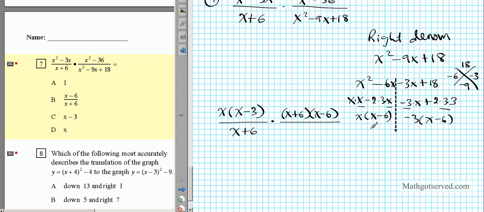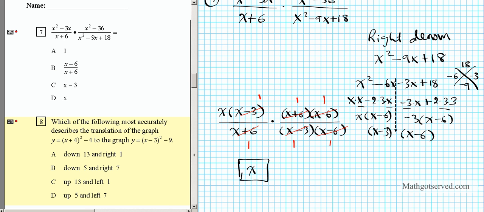So this factors into x minus 3 times x minus 6. So that goes into the right denominator, x minus 3, x minus 6. Okay, so let's see what reduces. You notice that x minus 3 goes here once, x plus 6 goes here once, x minus 6 goes here once, x minus 6 goes here once. Your final answer is x. All right, let's go ahead and try question number 8.